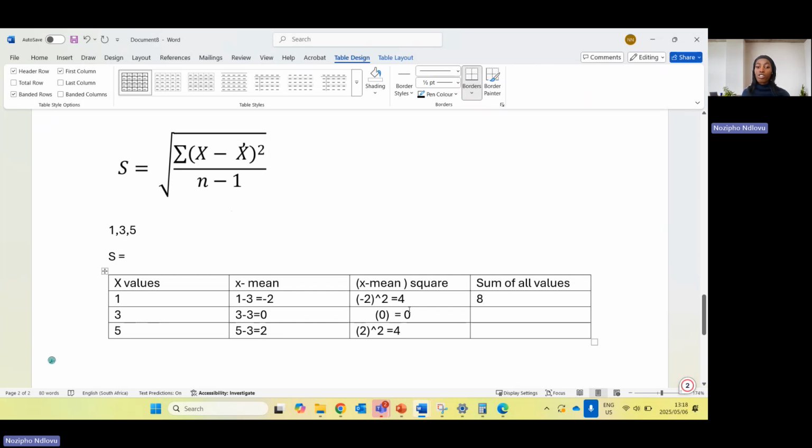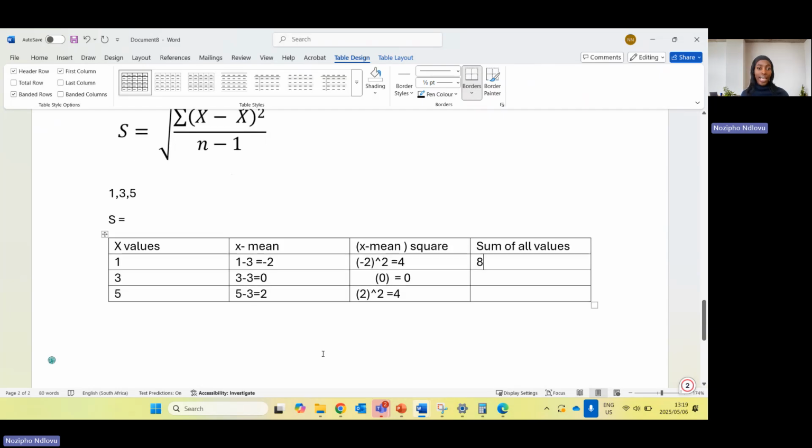Then what do you do after that? You square all the numbers that you would have gotten here. If you want, you don't even have to separate these two. You can just jump straight to this one. So we have negative 2, you square it, giving a 4, a 0 squared, giving you a 0, a 2 squared, giving you a 4. And then we add all these numbers together that we found from here. We found it to be 8.